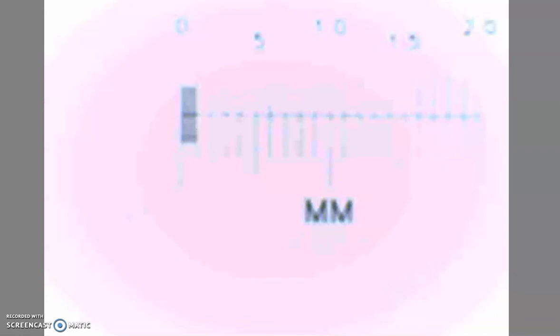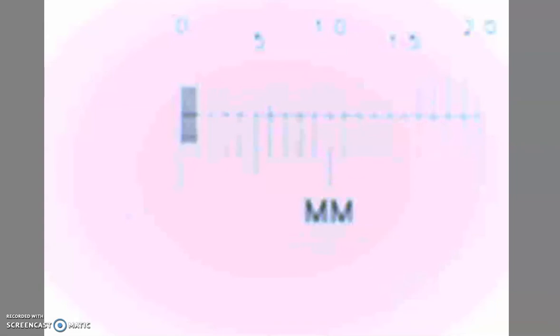We have the 4x, which is our scanning, the 10x, which is our low power, and then the 40x, which is our high power. Now they are all related to one another because our microscopes are parfocaled and par-centered. That means that we have a relationship between each one of these.